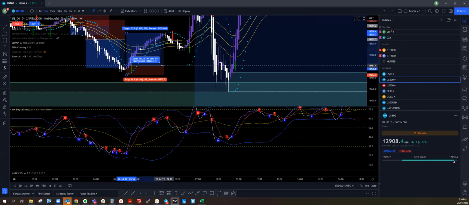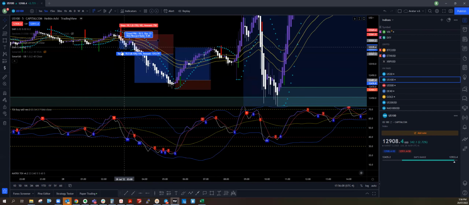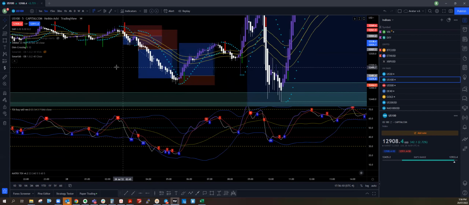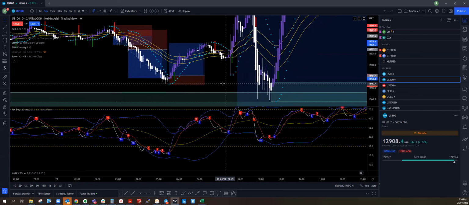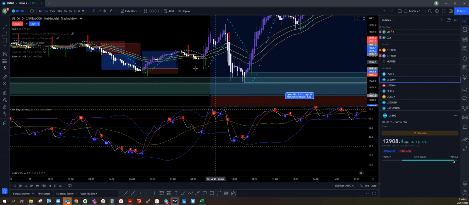So one thing that I've noticed is that you can get at least 500 pips or a 1-to-1 out of this strategy if you take a good entry. You're going to get at least 500 pips on indices.